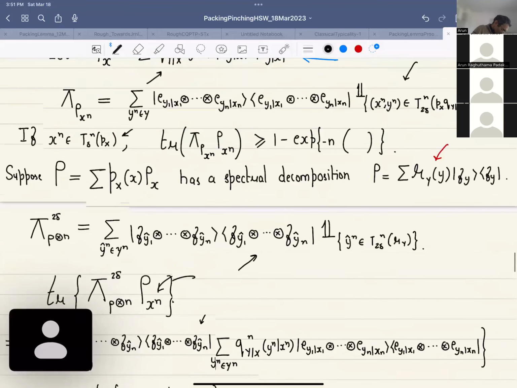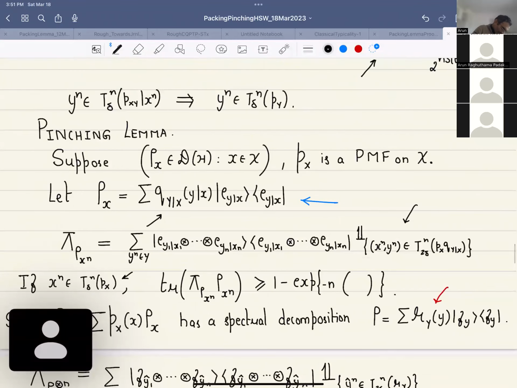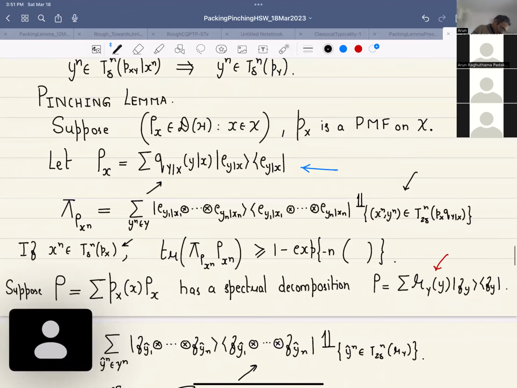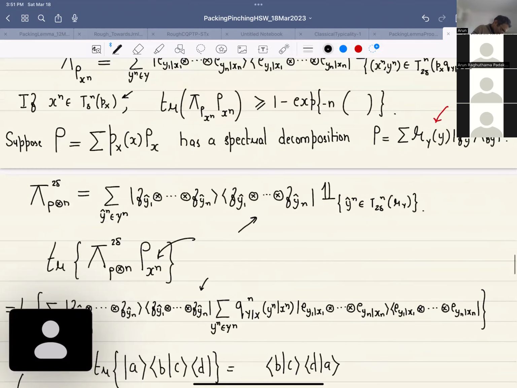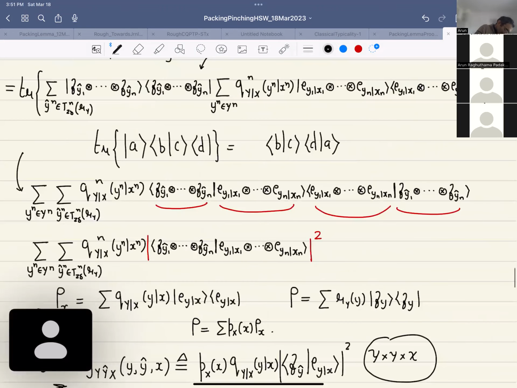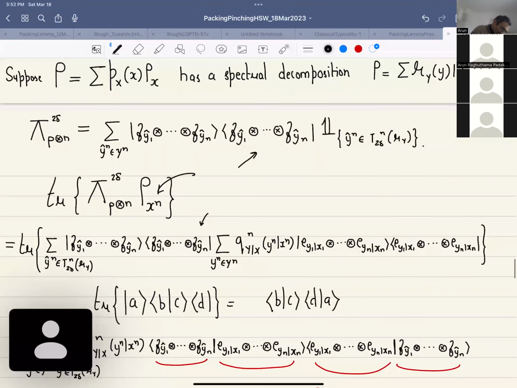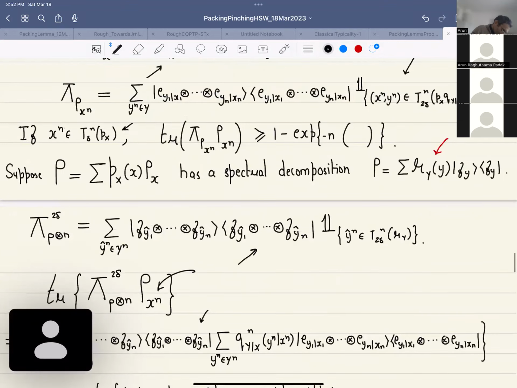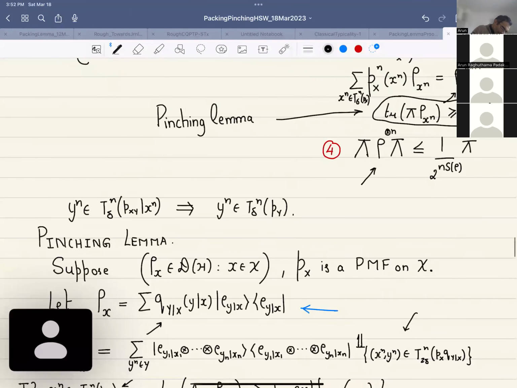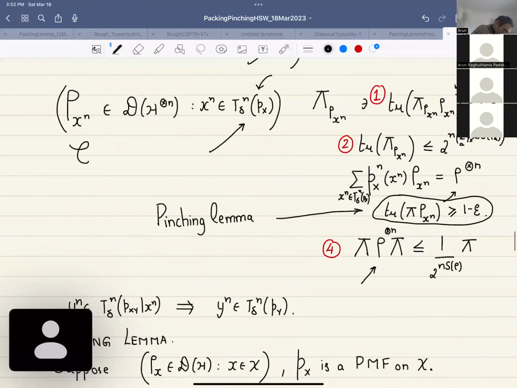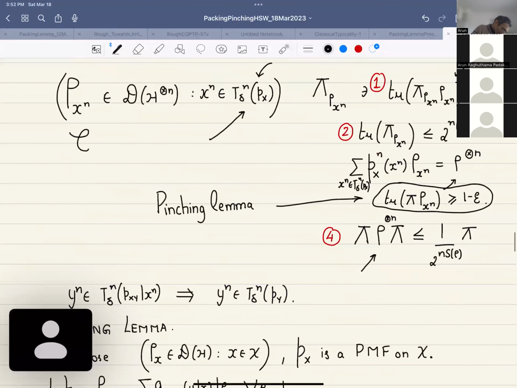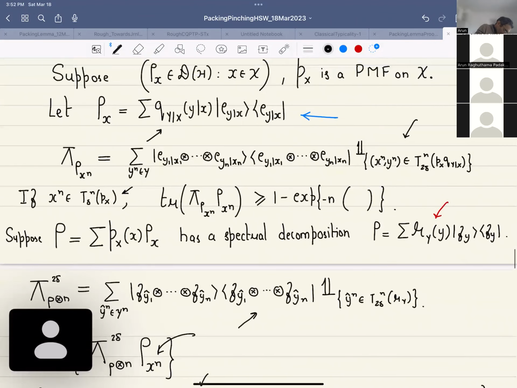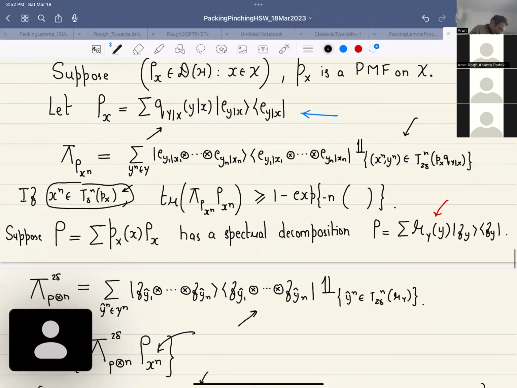Where did I write this? Packing lemma. Pi rho xn. I don't know where I wrote it, but my xn is in T delta n px. I should have written it somewhere here. I think I have missed reading that. Oh, here it is. Xn is in the T delta n px. Okay.